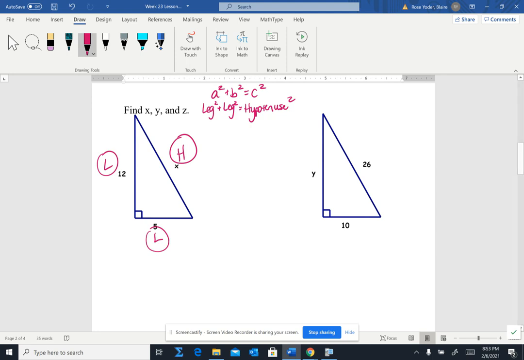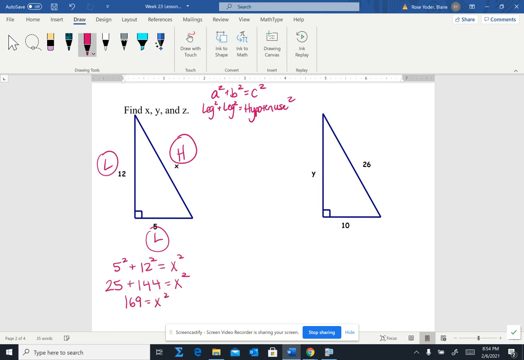So we're going to go leg squared plus leg squared. That's 5 squared plus 12 squared equals the hypotenuse squared. The hypotenuse is just x. So what you're going to do in your calculator or in your head is you're going to do 5 squared, which is the same as 5 times 5. And then you're going to do 12 squared. That's like 12 times 12. And then because they're on the same side of the equal sign, I'm just going to add them up.